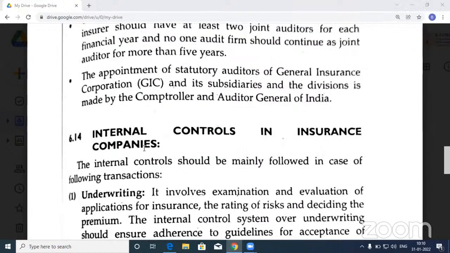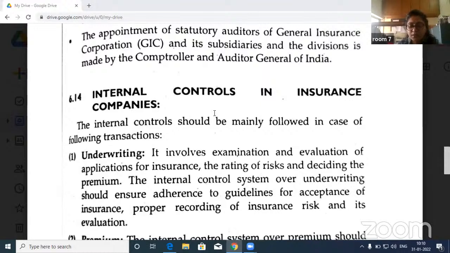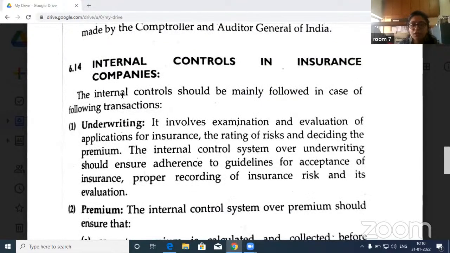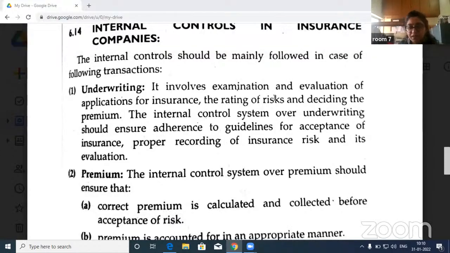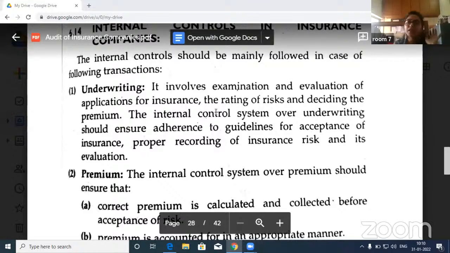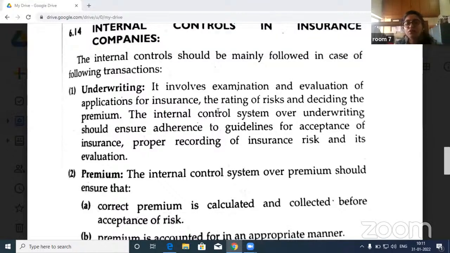Okay. Internal controls in the insurance company. Now, as we did internal control in banking companies, similarly, you have internal controls in insurance companies also. So you have underwriting, that involves, of course, examination and evaluation of whatever is there in the company. How many records are there, how many policies are sold, what are the guidelines given to the customers for selling insurance products. So you will check everything. It involves the examination and evaluation of everything that happens in the insurance company.